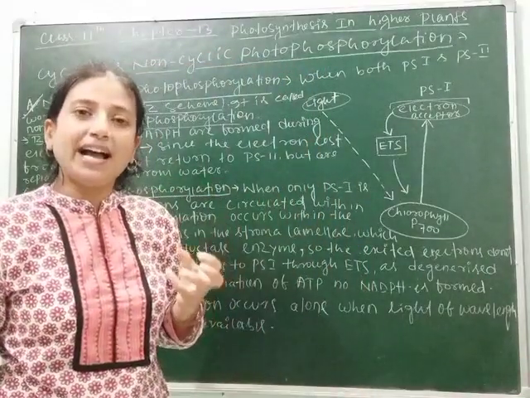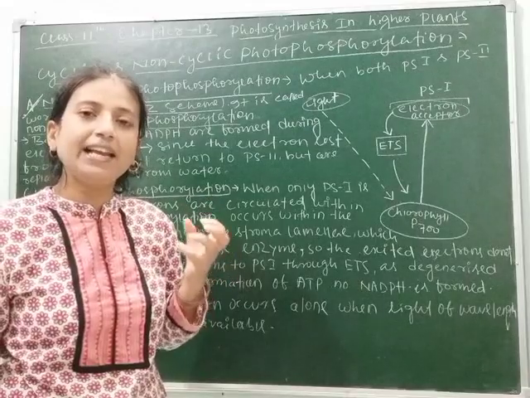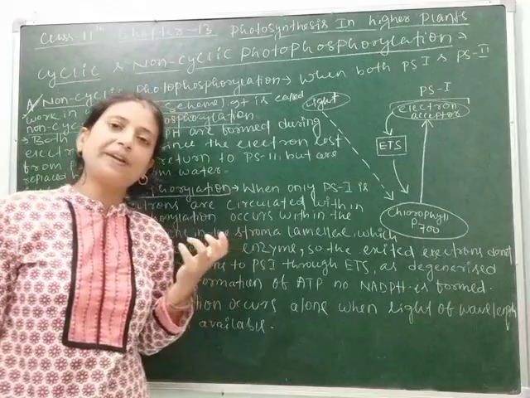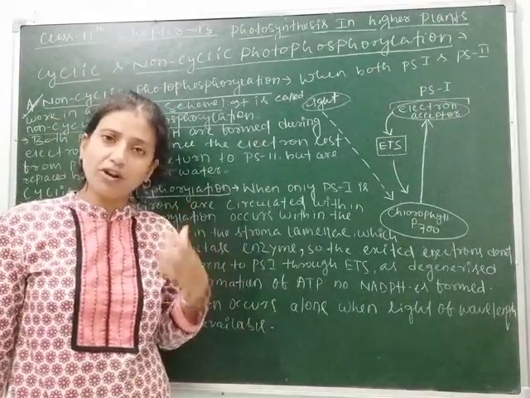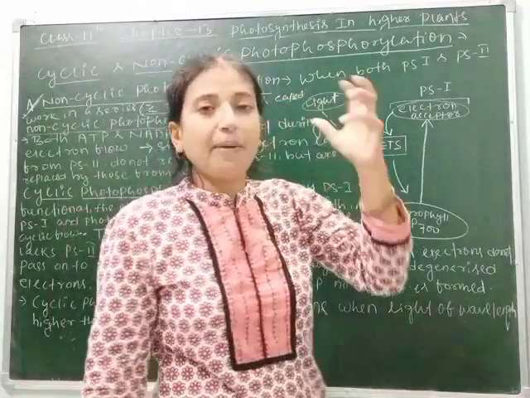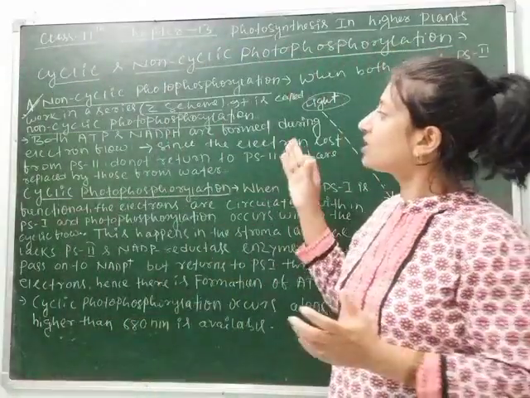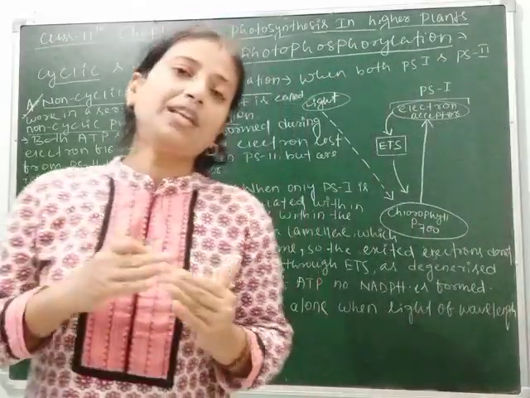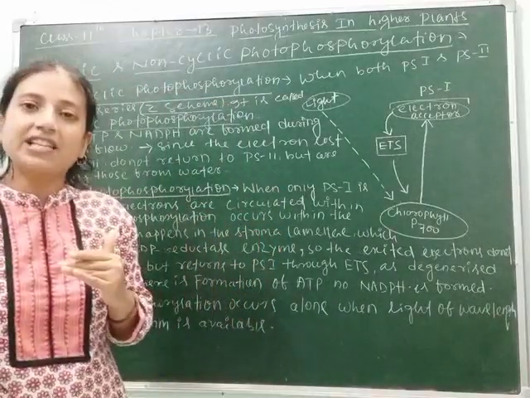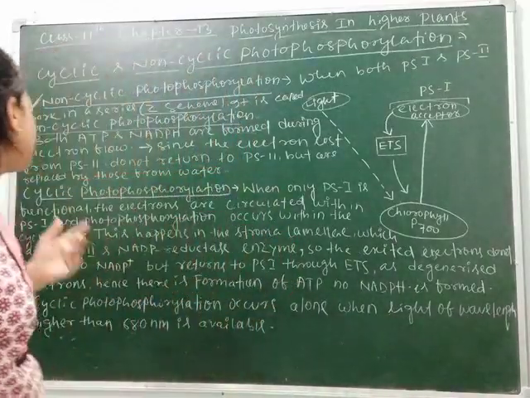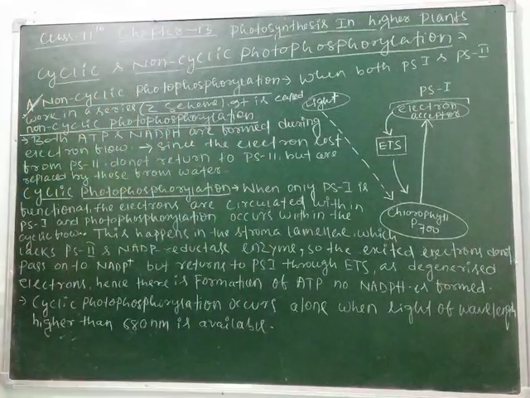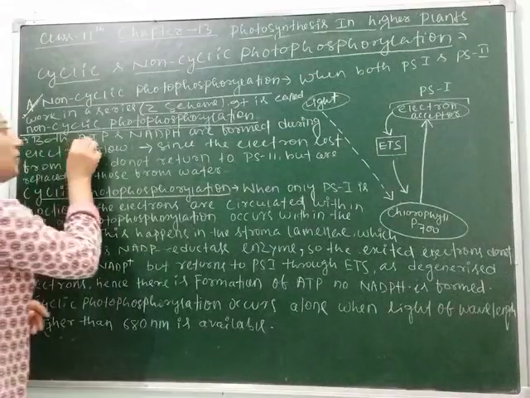So if the question asks what is non-cyclic photophosphorylation, you should know what photophosphorylation is. Production or formation of ATP and NADPH during photosynthesis is called photophosphorylation. So non-cyclic photophosphorylation is defined as when the transport of electrons takes place and PS1 and PS2 work in a series and form the Z-scheme structure. Clear?